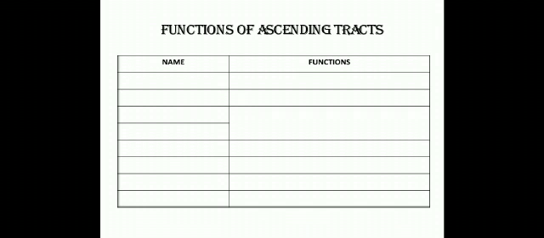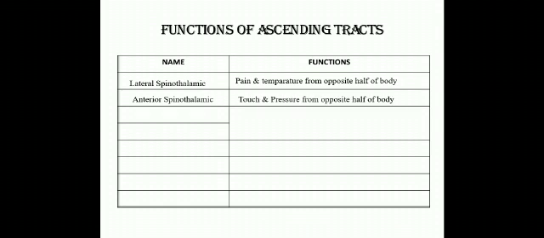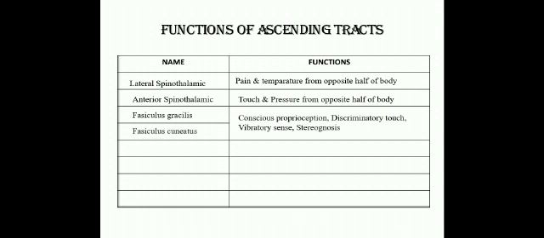So, the functions of the ascending tracts. Lateral spinothalamic tract is concerned with the pain and temperature from opposite half of the body. Anterior spinothalamic, touch and pressure from opposite half of the body. Fasciculus gracilis and fasciculus cuneatus concerned with conscious proprioception, discriminatory touch, vibratory sense and stereognosis.